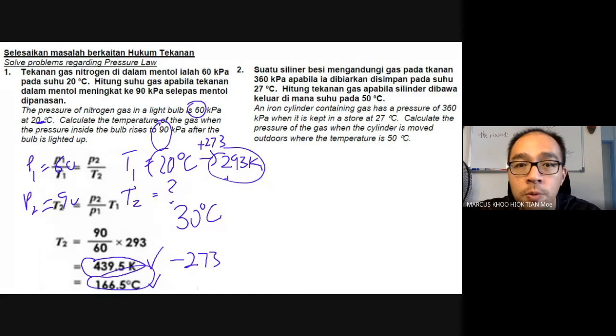All right, number two, same thing. Our temperatures are both in degrees Celsius. So no problem. Our pressure, since it is kPa, we can maintain it as kPa. But again, we need to change the temperatures to Kelvin.